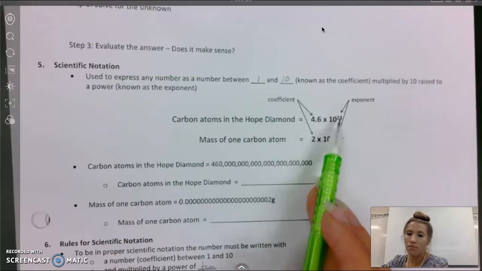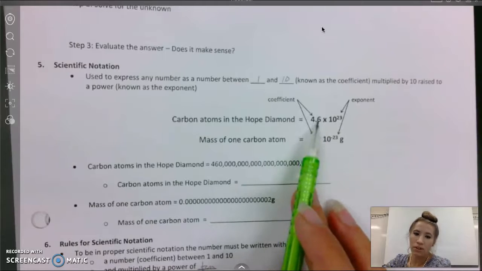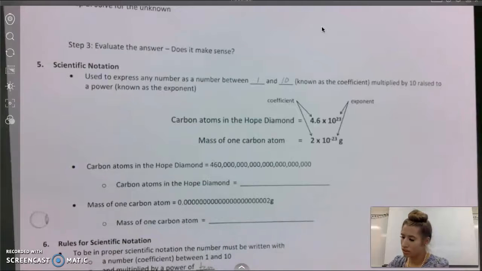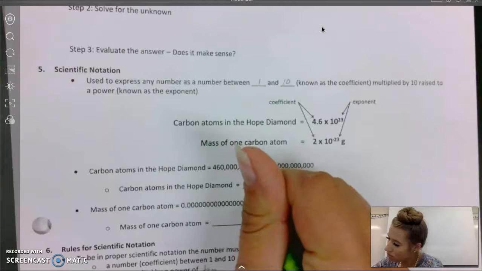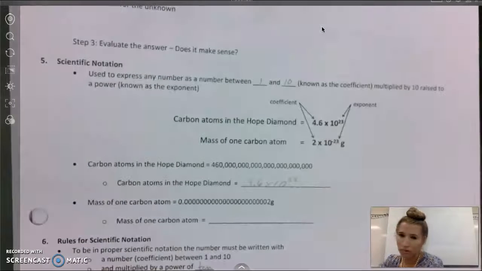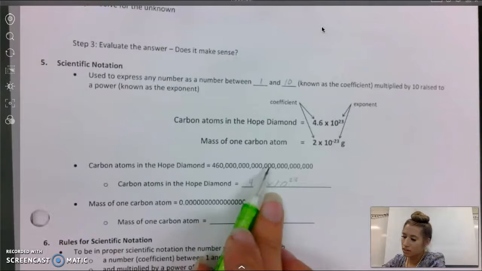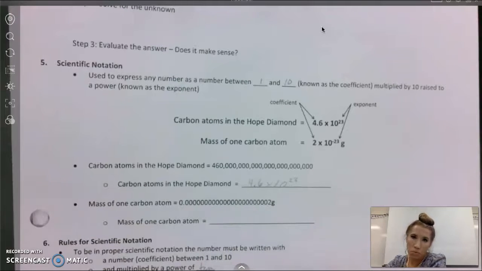Okay, so when we have a positive exponent, that means we're making our coefficient much larger. Let's look at it again. So we have 4.6 times 10 to the 23rd. Here's our scientific notation, and then here's our standard notation. And where did we get the 23? That's how many places we moved the decimal.